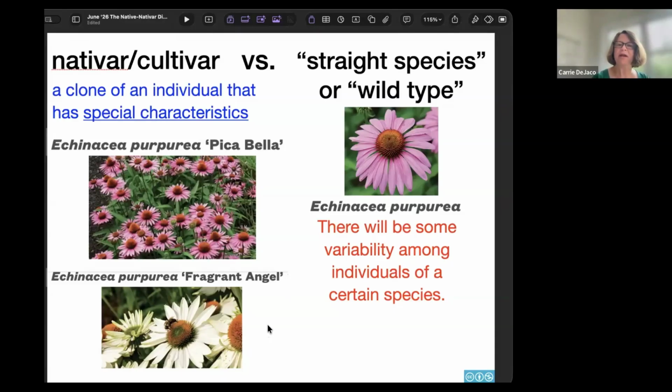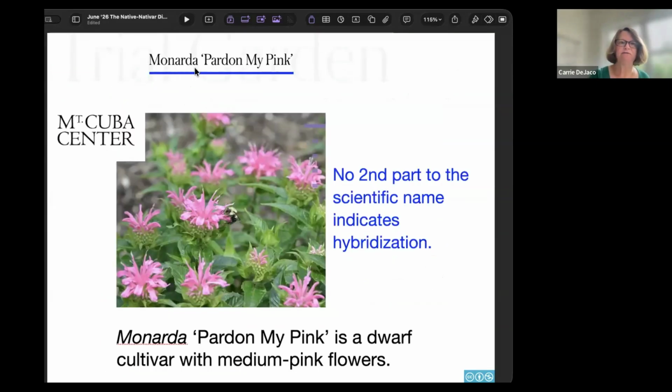Okay. But for example, if you get a packet of wild type or straight species Echinacea purpurea seeds, if you plant thousands of those seeds, you may get one or two popping up that have petals that are a slightly different color. That would be native variability within that species. But those ones that you get that might show up with white flowers similar to the Fragrant Angel cultivar are not the Fragrant Angel cultivar, because that seed that you got is not an asexual cutting, an actual clone of that Fragrant Angel plant.